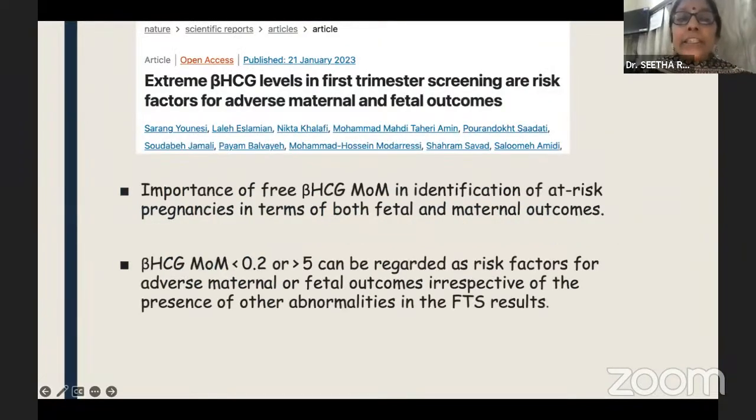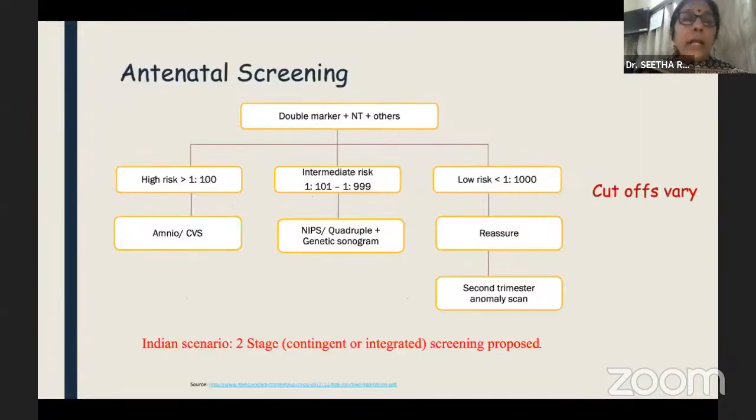What about beta HCG levels? In fact, there was a study in 2023 which said that extremely high beta HCG levels in the first trimester are also risk factors for adverse maternal and fetal outcomes. So either way, if the beta HCG MoM is less than 0.2 or more than 5, they can be regarded as risk factors, and you need to follow up these babies, of course, depending on what the final risk comes up as, but also for adverse fetal outcomes and maternal outcomes.